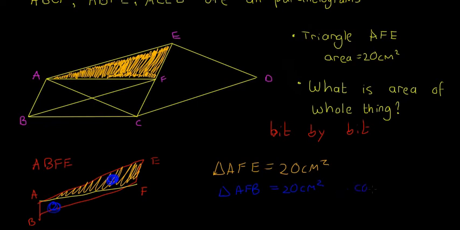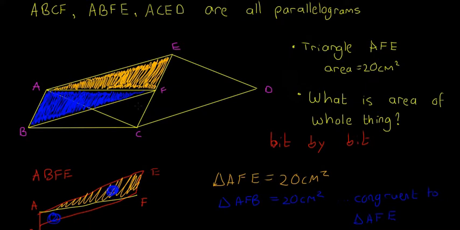So I'm going to say congruent to the triangle AFE. Okay, so that's my reasoning for it. Now I'm going to color in that ABF in blue. Okay, so like I've just drawn in there, I've colored it in blue. AFB also has an area of 20 centimeters squared. I'm just going to put a box around that. So it's our first piece. I'll put a box around this too: AFE is equal to 20 centimeters squared as well.